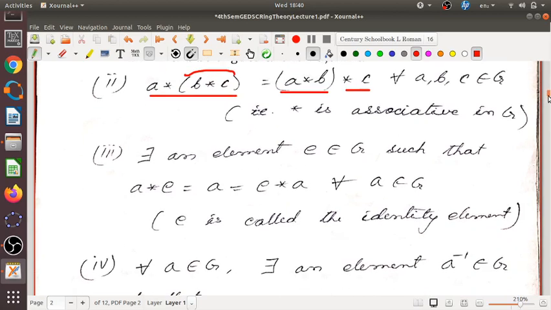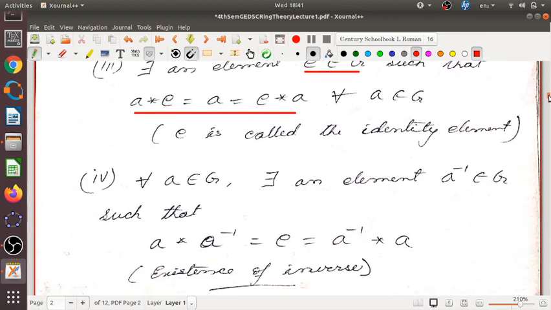Another property is that there exists an element e inside G which satisfies this condition: a operated with e gives you the same value, that is a, and which is also equal to e operated with a. So the element e is called the identity element in the group.